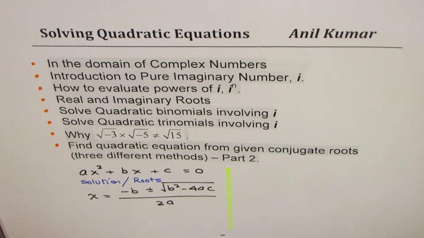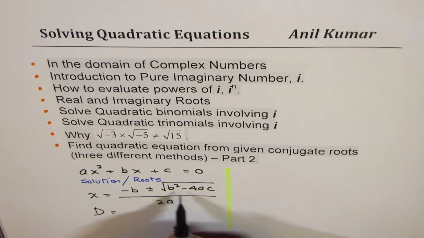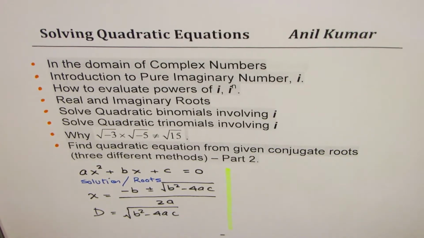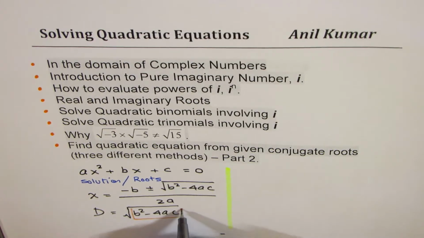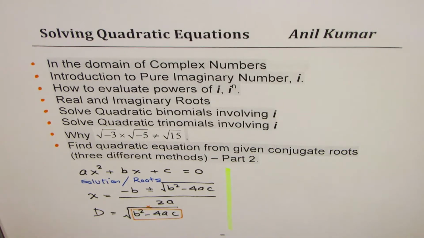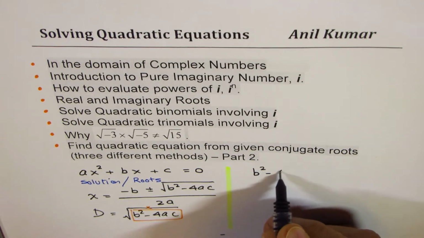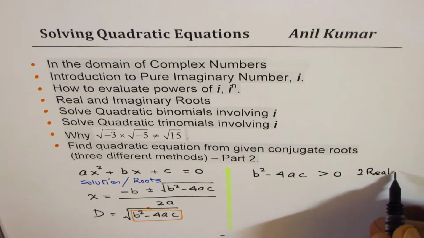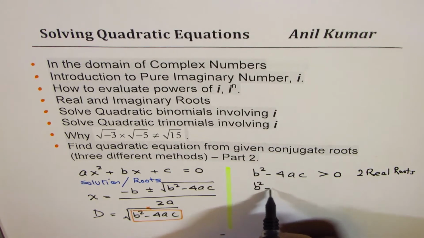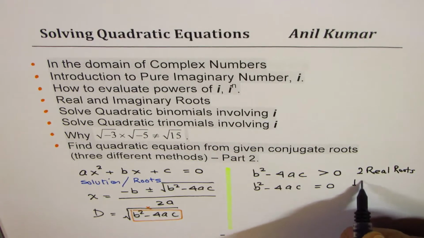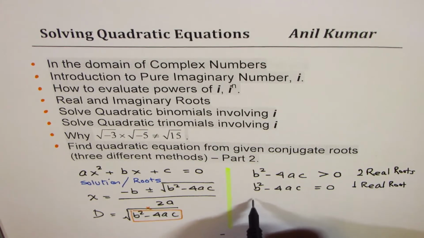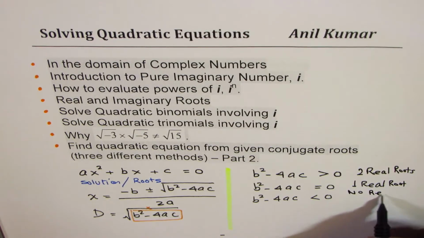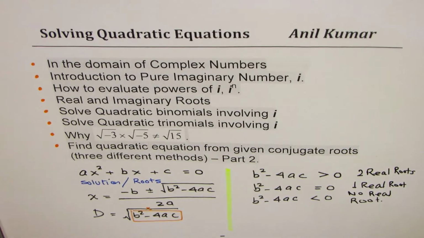Depending on the value of the discriminant, this part is called discriminant. Normally you write D, which is this part, square root of b square minus 4ac. Well, at times we also write just b square minus 4ac, not the square root. So if b square minus 4ac is greater than 0, then we have two real roots. If b square minus 4ac is equal to 0, we have one real root. But if b square minus 4ac is negative, less than 0, we have no real root. So we stopped here earlier.